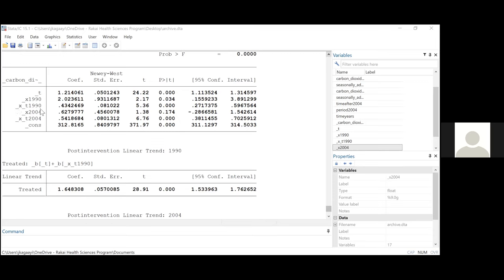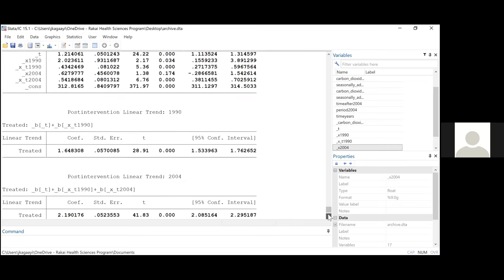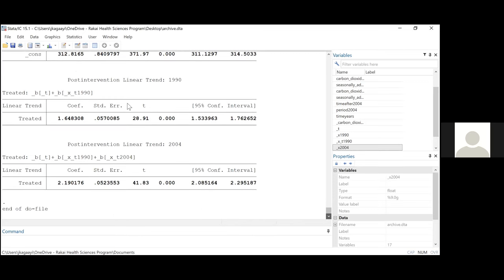So you see XT1990 and XT2004 are changes in slope, and the X1990 and X2004 are changes in level. So it does the link home for you. Here, you have the beta 1 plus the XT1990, showing you the new trend in the period after 1990.